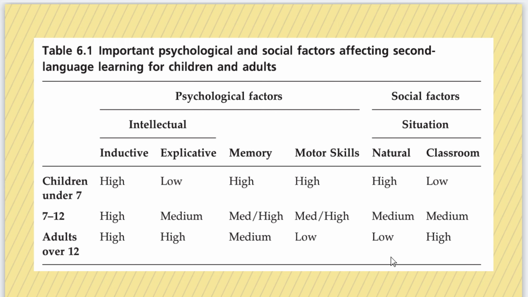This is table number 6.1, important psychological and social factors affecting second language learning for children and adults. This is the summary or the point of our material.